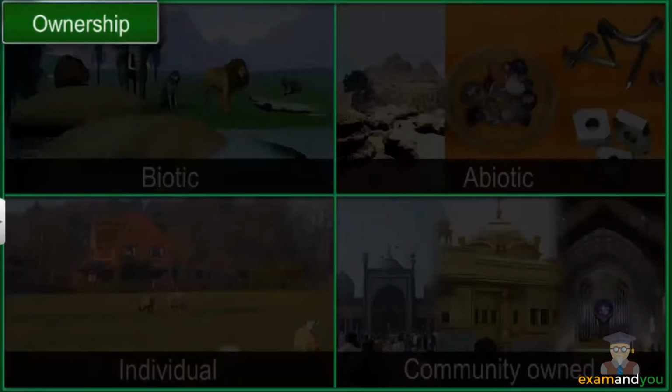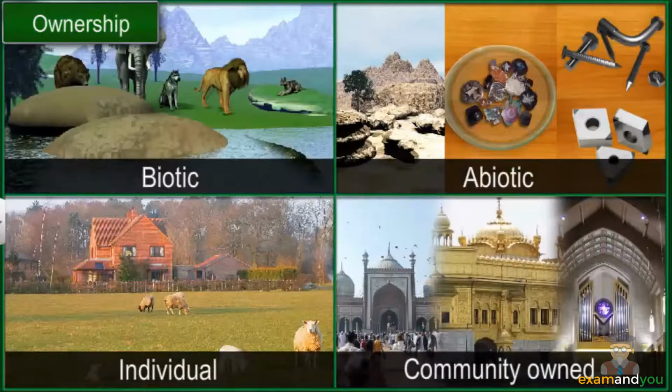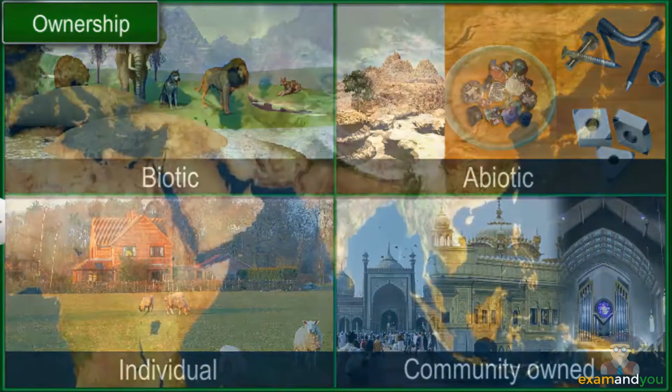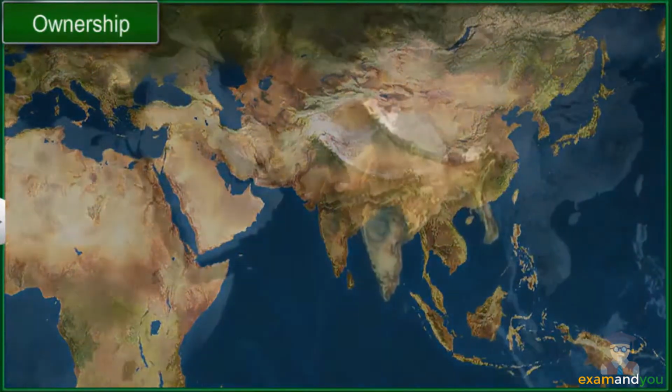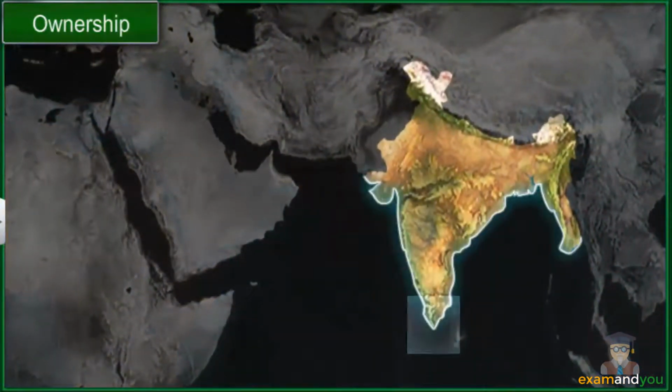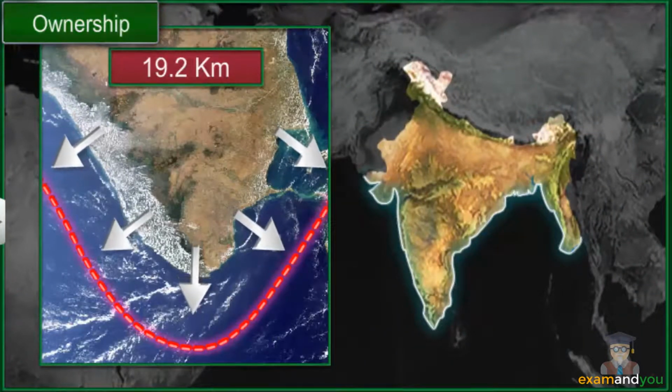All resources, whether biotic or abiotic, individual or community-owned, ultimately belong to the country. These include all the resources within the political boundaries of a country and till 19.2 kilometers into the sea from its coast.